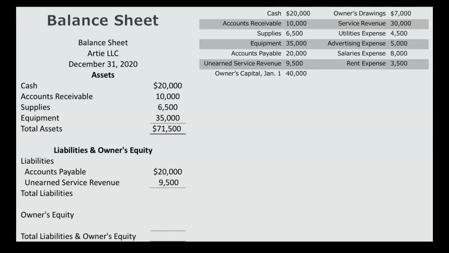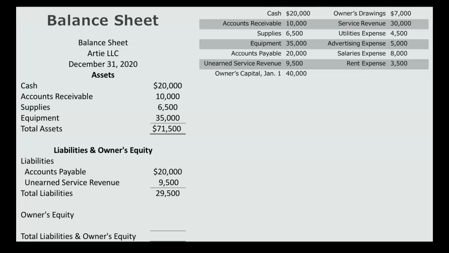Now your total liabilities will be your accounts payable plus your unearned service revenue amounts. So your total liabilities in this example are $29,500. Now owner's equity. So owner's equity is that umbrella, just like liabilities or assets, that encompasses capital, drawings, revenues, and expenses. Now, we don't want to list all of those here on the balance sheet. Here, we only will list our owner's capital.